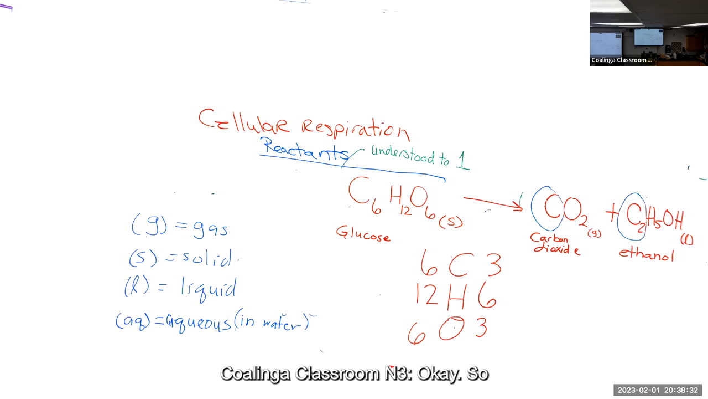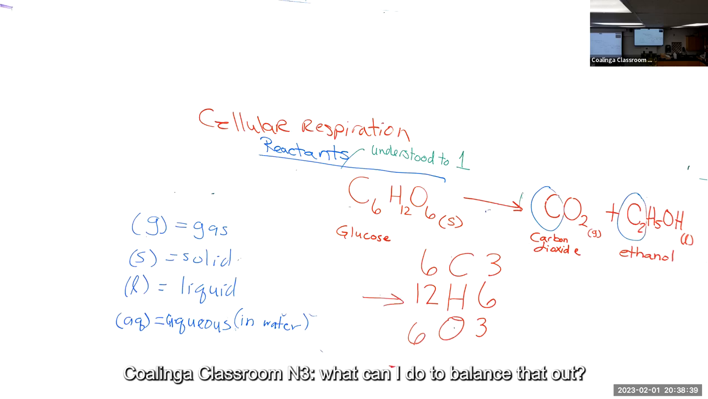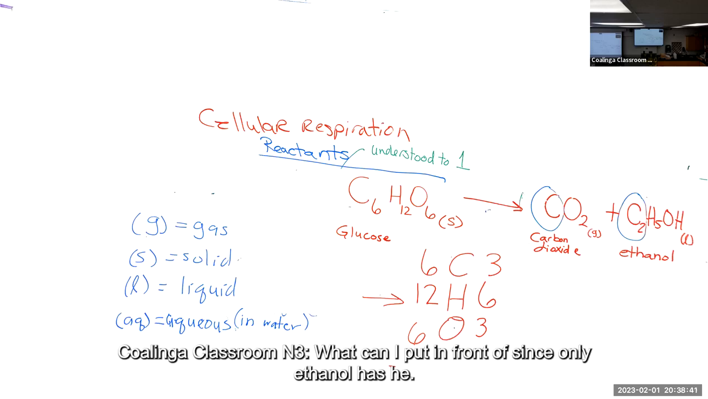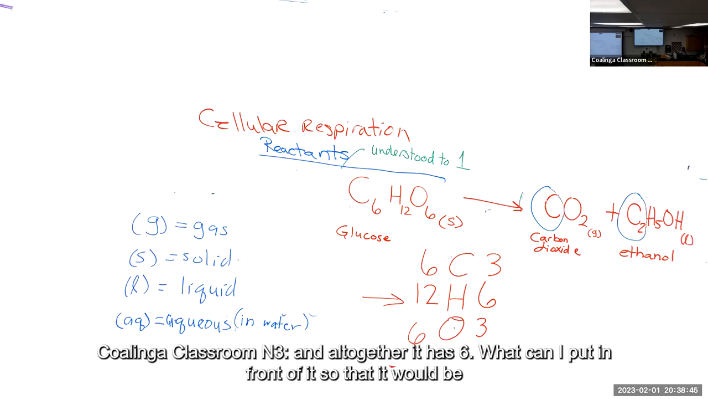If I take a look at my hydrogen, what can I do to balance that out? Since only ethanol has hydrogen, and altogether it has six, what can I put in front of it so that it would be 12?